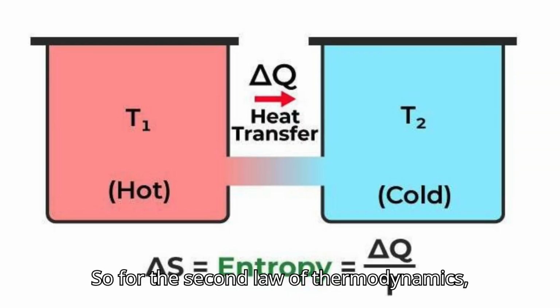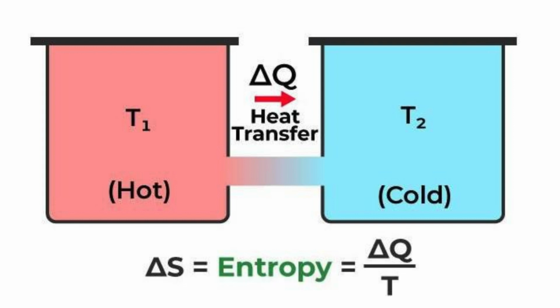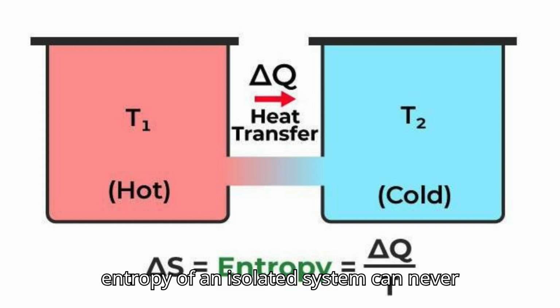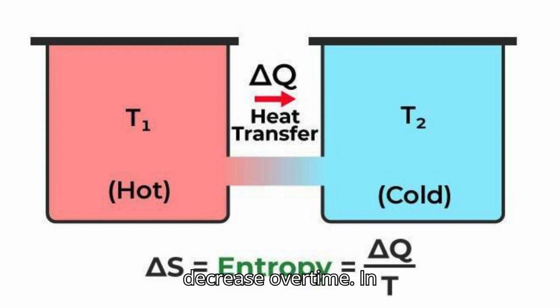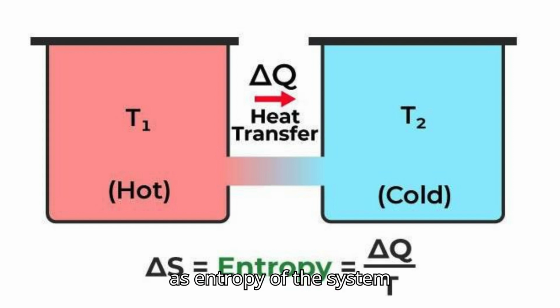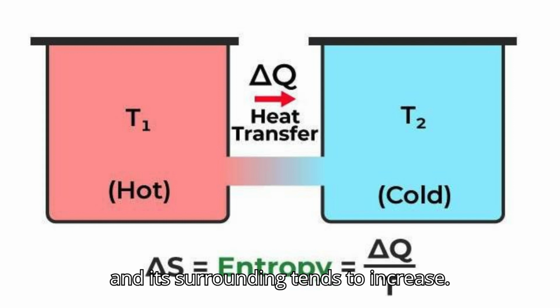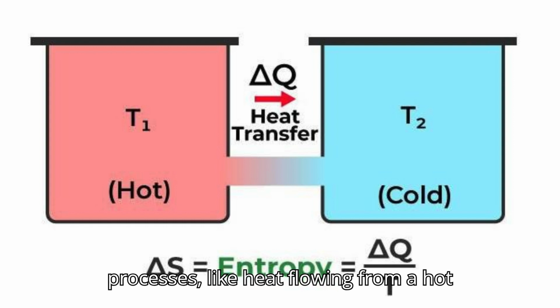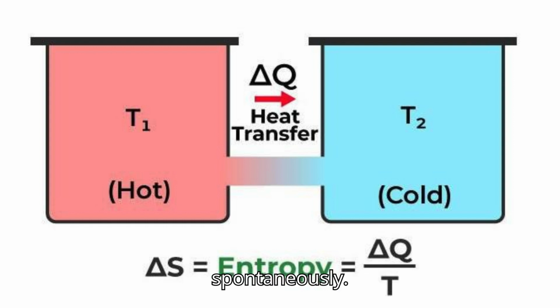So, the second law of thermodynamics states that the total entropy of an isolated system can never decrease over time. In simpler terms, it suggests that in any natural process, the overall disorder or randomness, known as entropy, of the system and its surroundings tends to increase. This law helps explain why certain processes, like heat flowing from a hot object to a cold one, occur spontaneously.